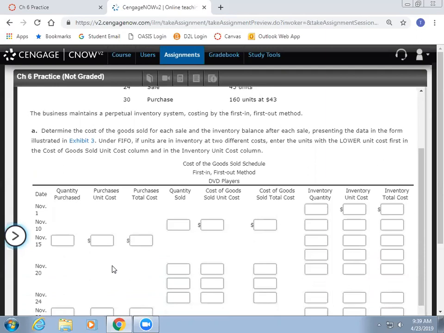When we start out here, I apologize, it's a little small to fit on the screen. On November 1st, we're just logging the beginning inventory. So the only thing we have is the right-hand inventory situation. Our beginning inventory is 120, and the unit cost is $39 per unit. For the inventory total cost, we just multiply: 120 units at $39. You should have a total cost of $4,680.